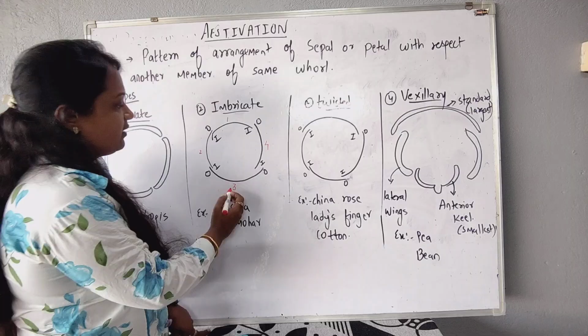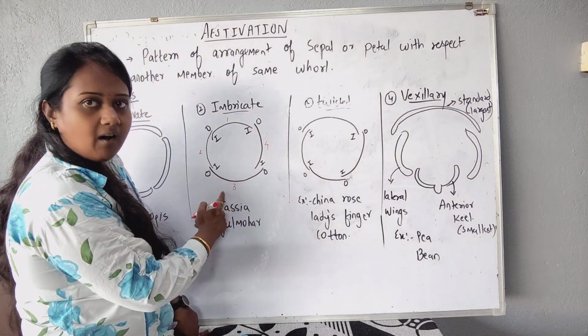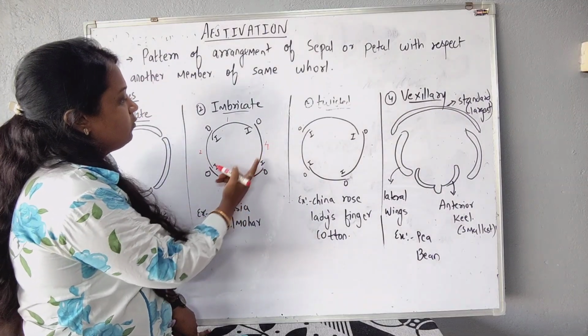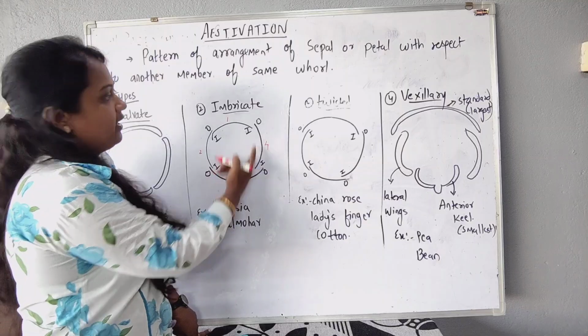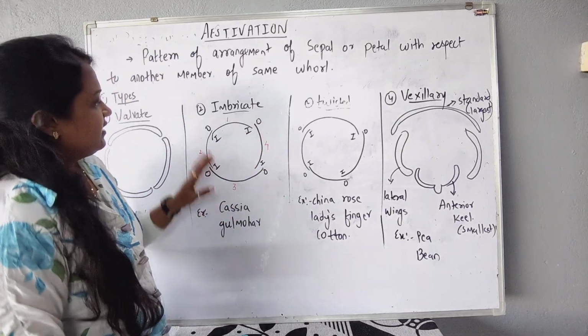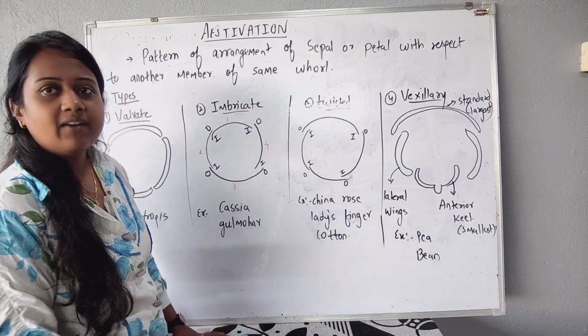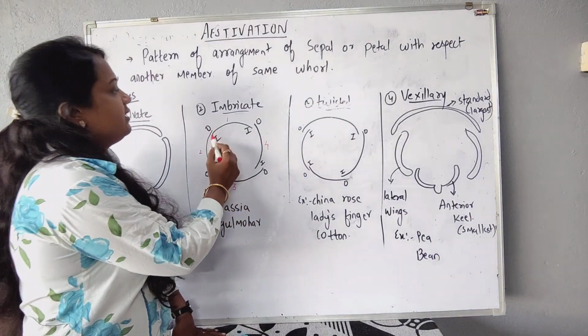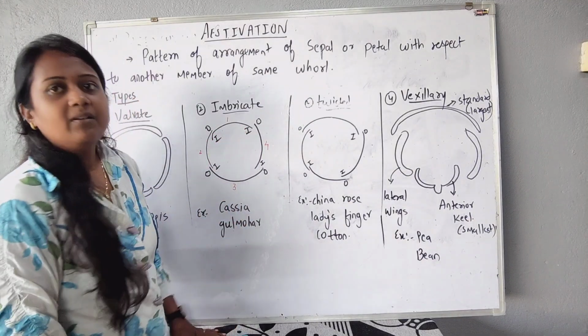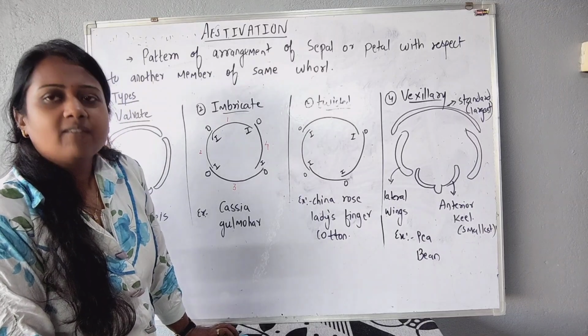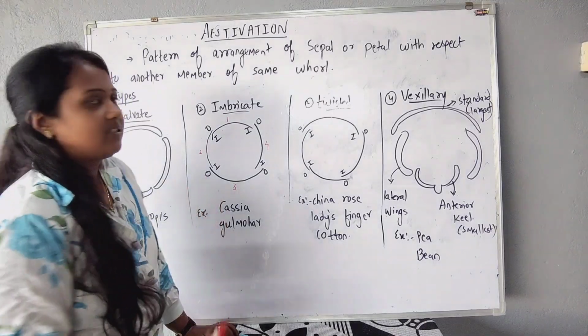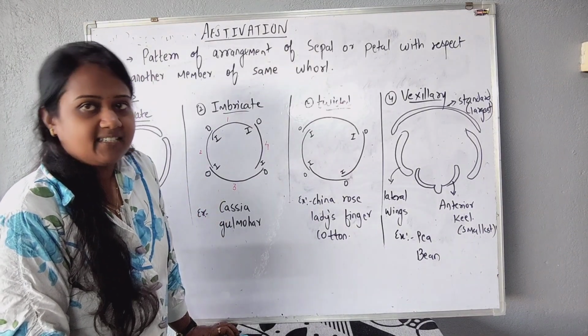The third member, the 3, is completely on the outer side, and of 2 or 4, one is on the inner side and the other on the outer side. Is there any fixed pattern showing here? No, no fixed pattern. So how do we define imbricate? The margins are overlapped but not in a fixed manner or a fixed pattern. Such type of aestivation is called imbricate aestivation.